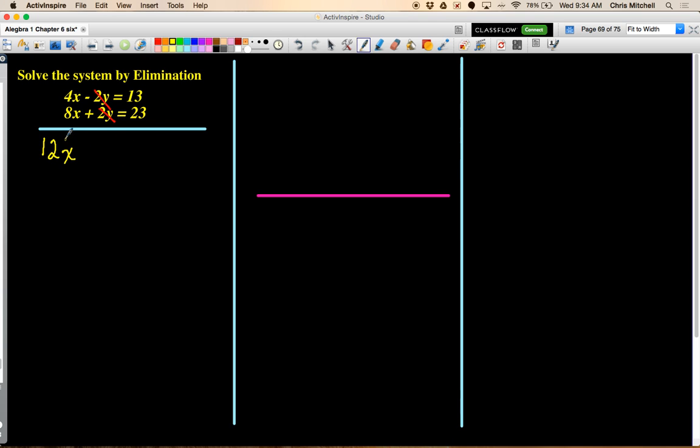Going to continue. 12x equals 13 plus 23 gives me 36. Now I'm going to divide both sides by 12. Now, my 12s are going to cancel out, leaving me with just x. Again, you can pause the video at any time if I'm going too fast. 36 divided by 12 is simply 3. So I know that x equals 3.